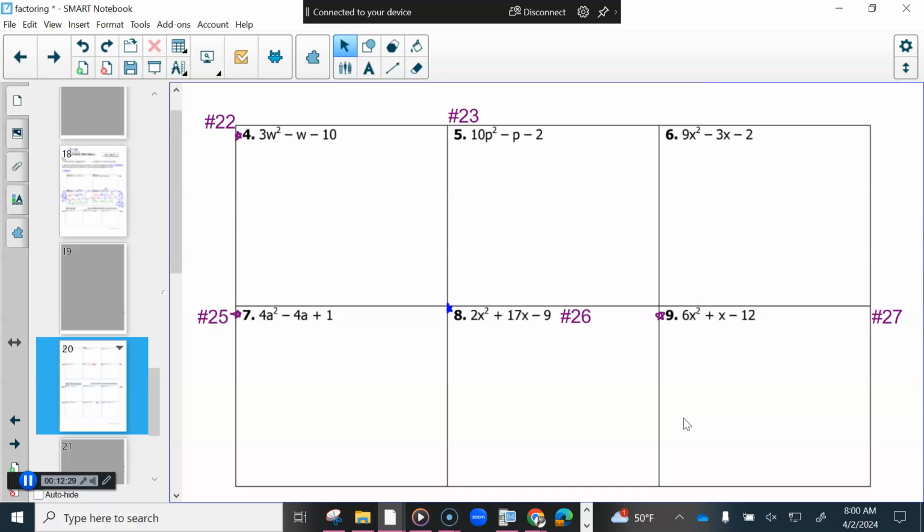So 3w squared, let's say minus 6w plus 5w minus 10. GCF of the first two, 3w, leaving w minus 2. GCF of the last two, 5, leaving w minus 2. So our factors should be w minus 2 and 3w plus 5.